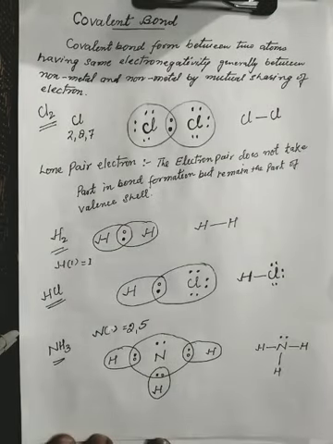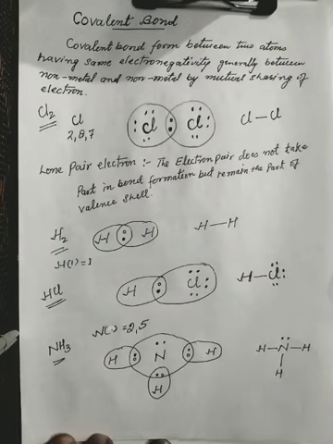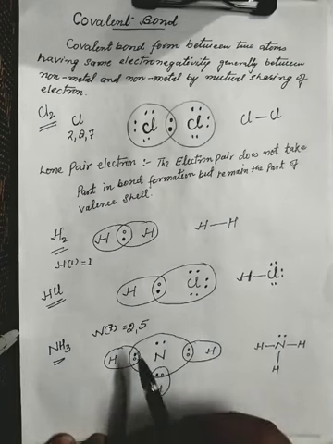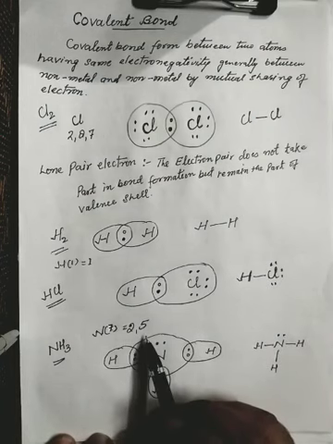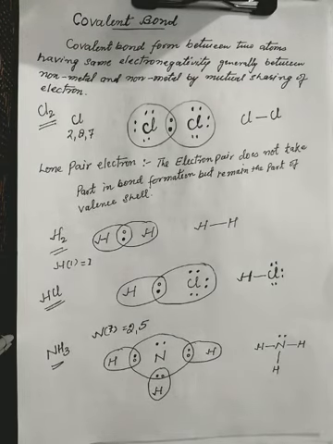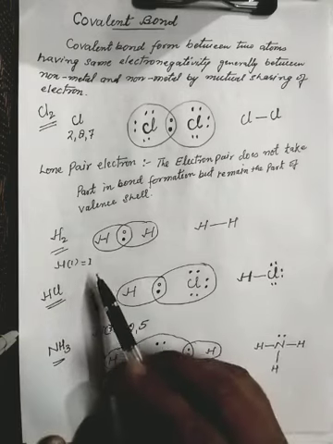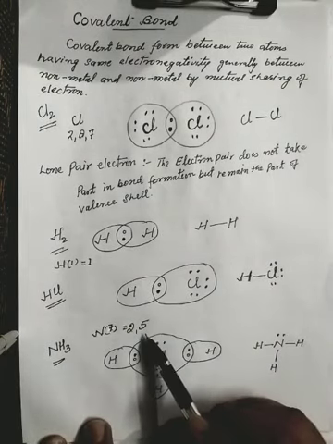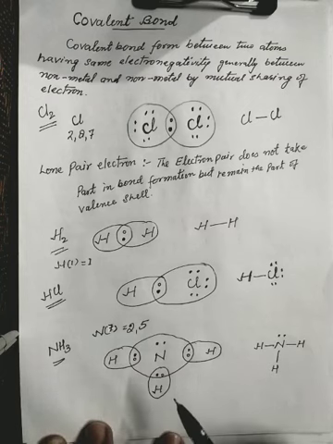Now one more example we are taking, which is a very important example, ammonia. Nitrogen has atomic number 7 and electronic configuration 2, 5. So it requires 3 electrons, and here we get a combination of nitrogen and hydrogen. Hydrogen requires 1 electron and nitrogen requires 3 electrons. So it means 3 hydrogens will be attached to the nitrogen.